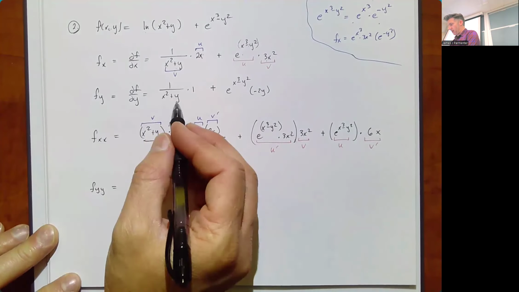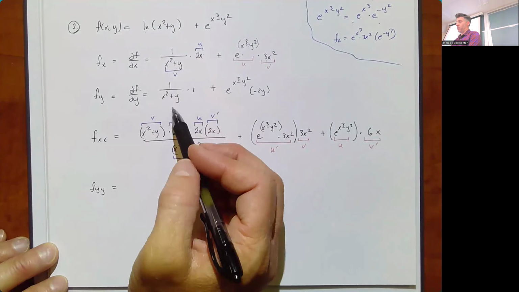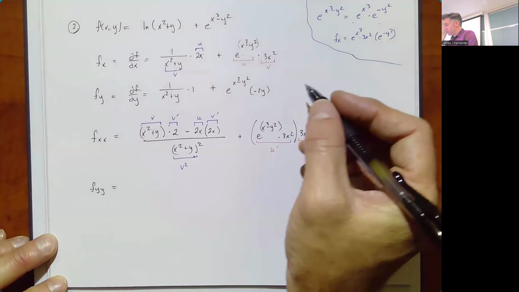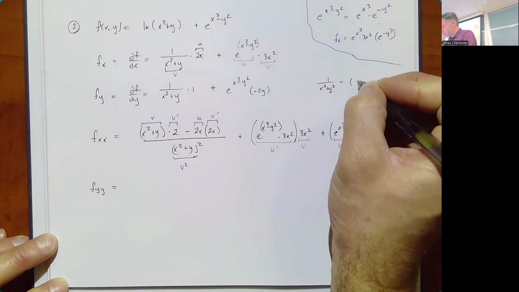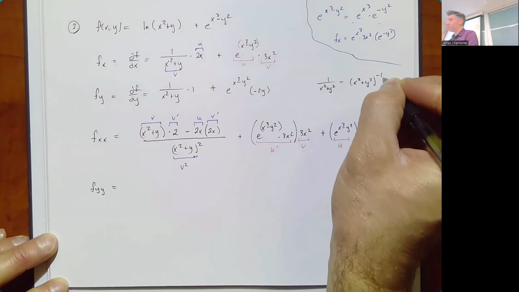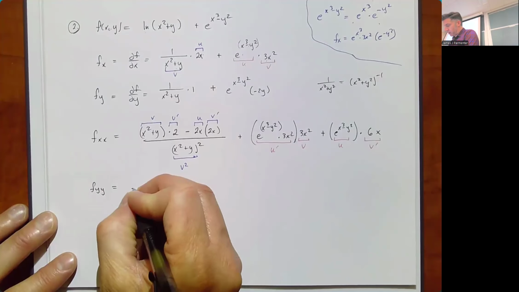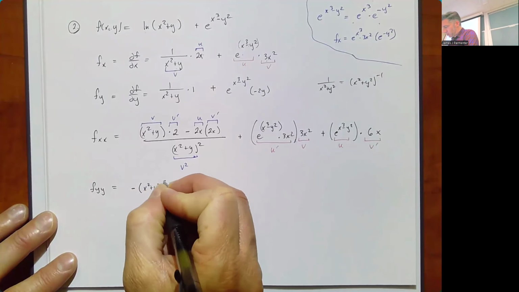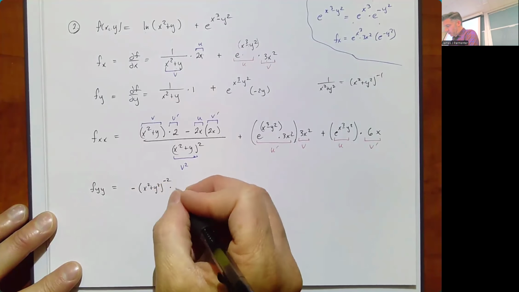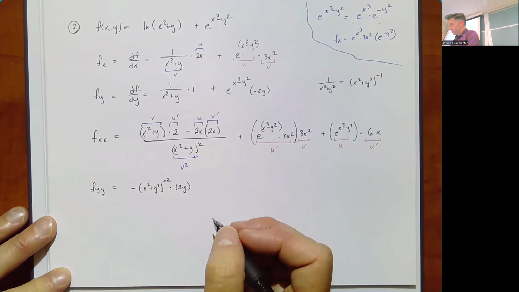So fyy, not quite as terrible. In fact, for fyy, instead of using the quotient rule here, I might actually think of the 1 over x squared plus y squared just as x squared plus y squared to the negative 1. So taking the derivative of that with respect to y, we're going to get negative 1 times x squared plus y squared to the negative 2 times the derivative of the inside, which is 2y. Seems a little bit less terrible than the quotient rule.